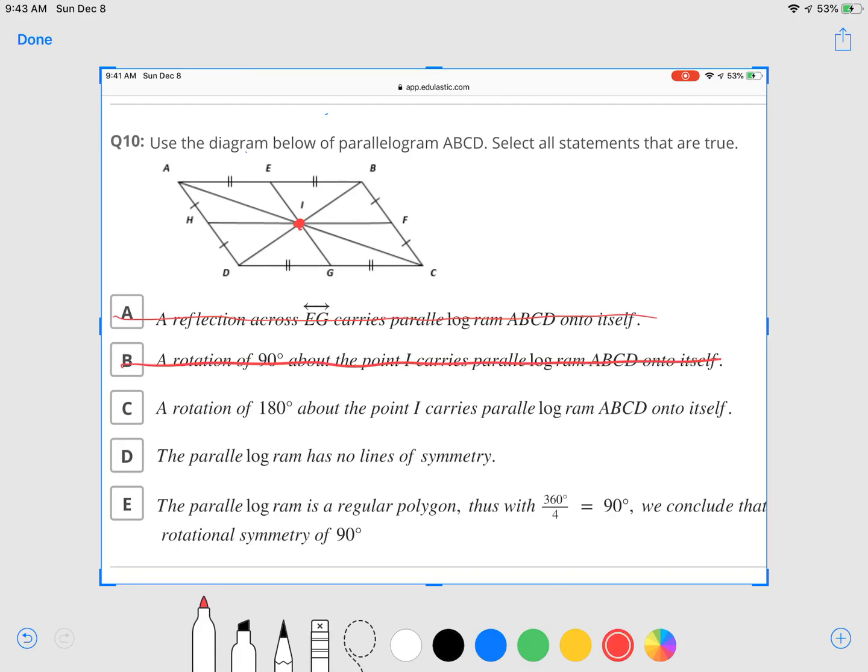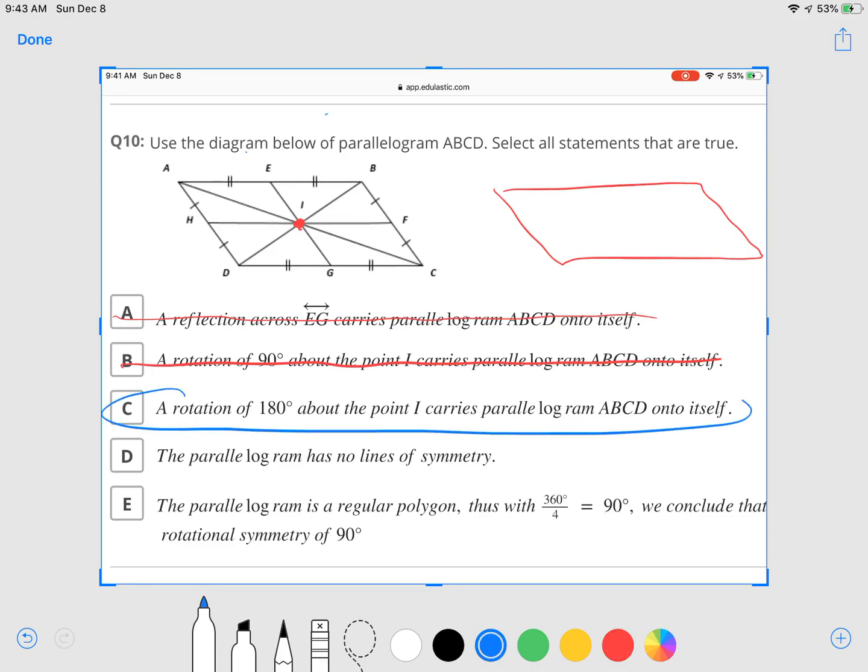Option C says a rotation of 180 degrees around the point I. Yeah, that will work. If you rotate 180 degrees, it'll end up back so that its longest dimension is oriented left to right. So option C works. D, the parallelogram has no lines of symmetry.